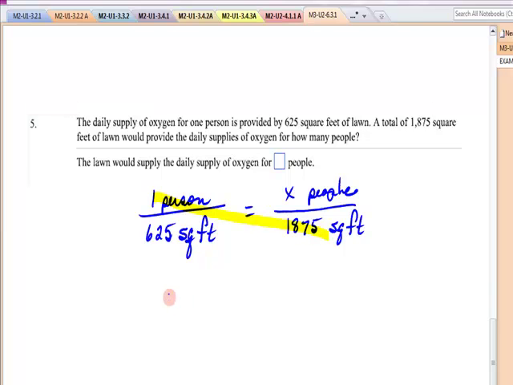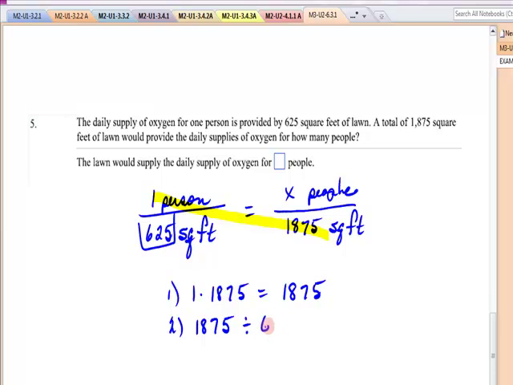All right, step 1, I have 1 times 1875 is 1875. And step 2, 1875 divided by 625. And it is 3. A lawn that size would provide enough oxygen for 3 people.